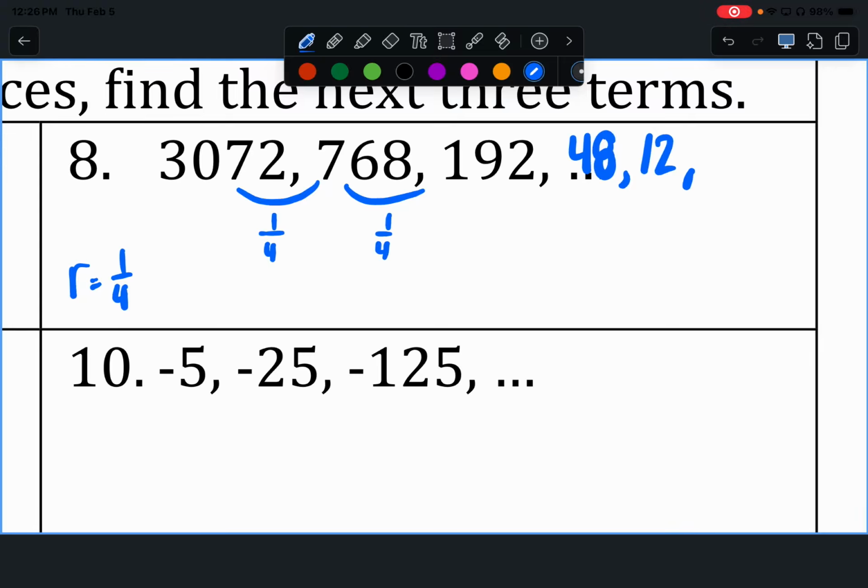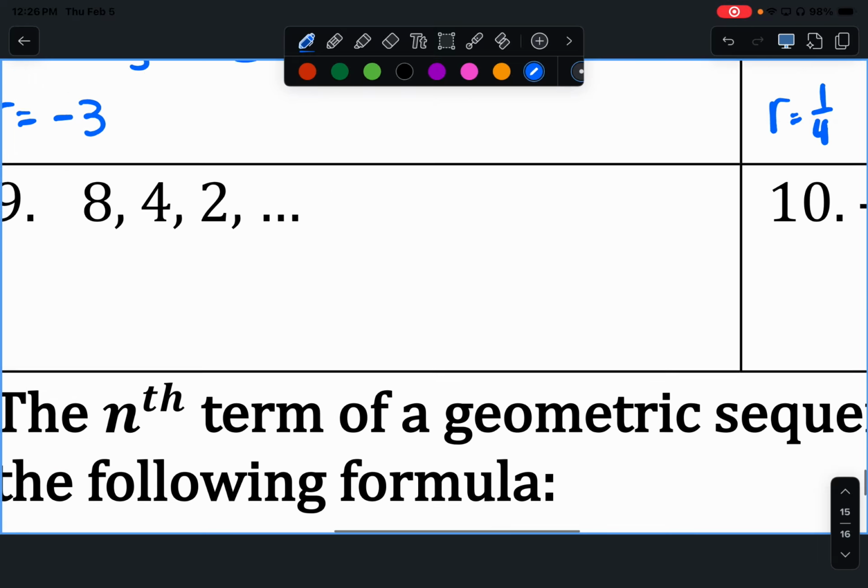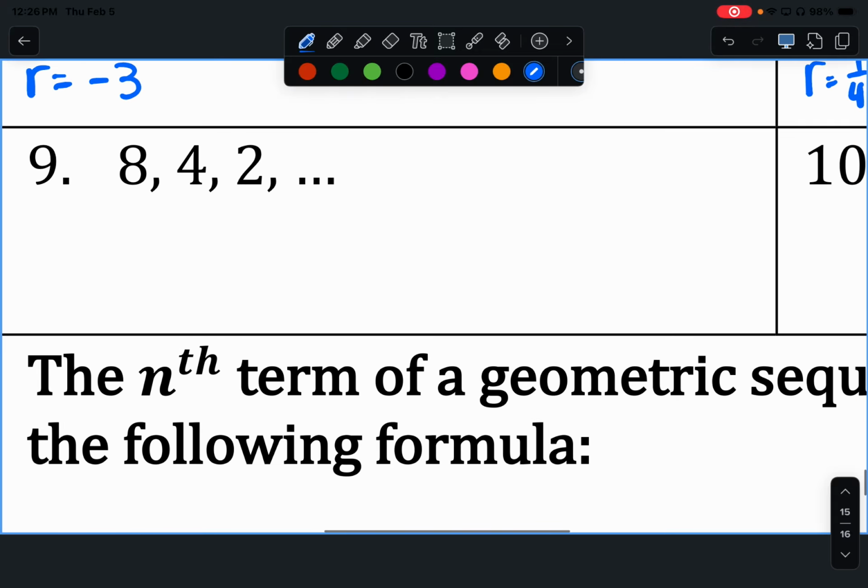What is the next term after 12? 3. All right, now we're going to look at number 9. Okay, what is the common ratio in number 9? It is 1/2. And so what is the next term? 1. What's the next term after that? Wait, you're doing fractions? Yes. What's the next term?